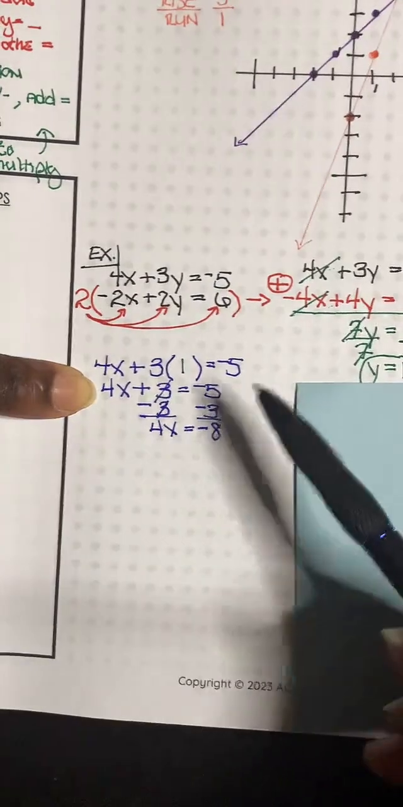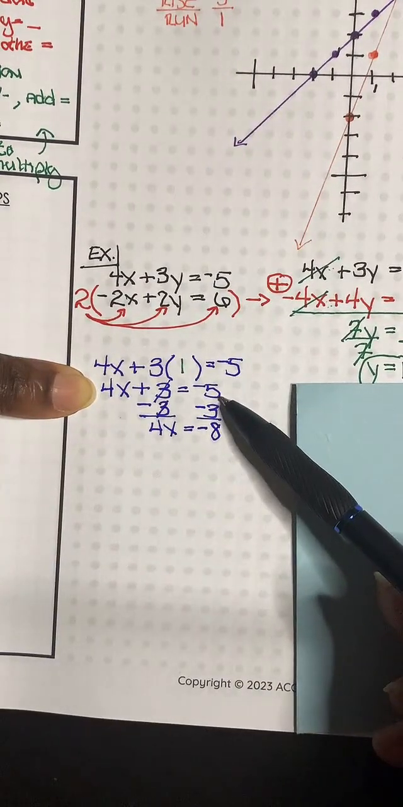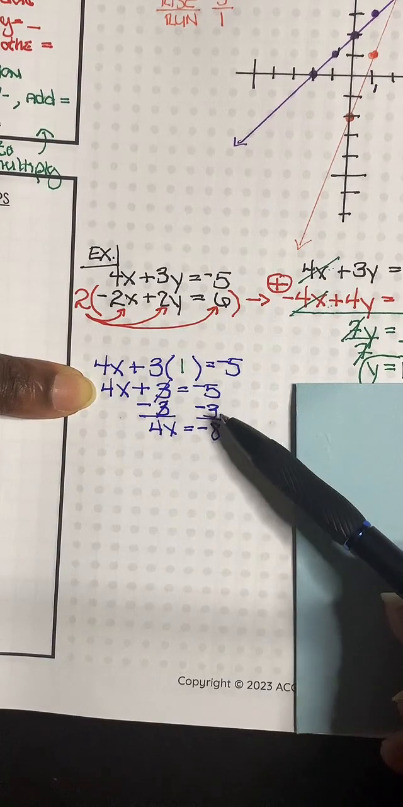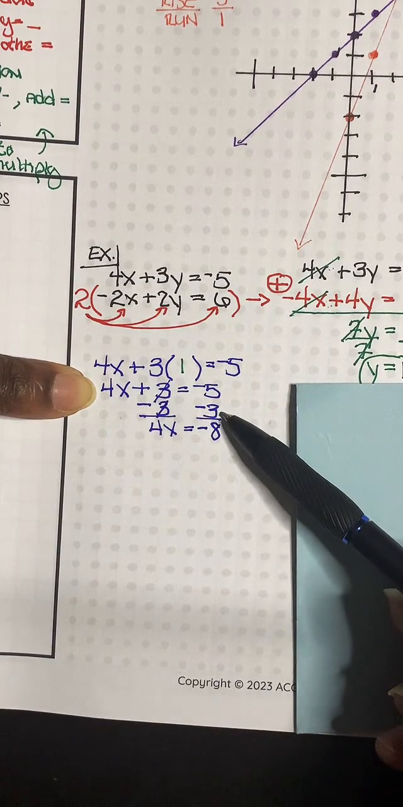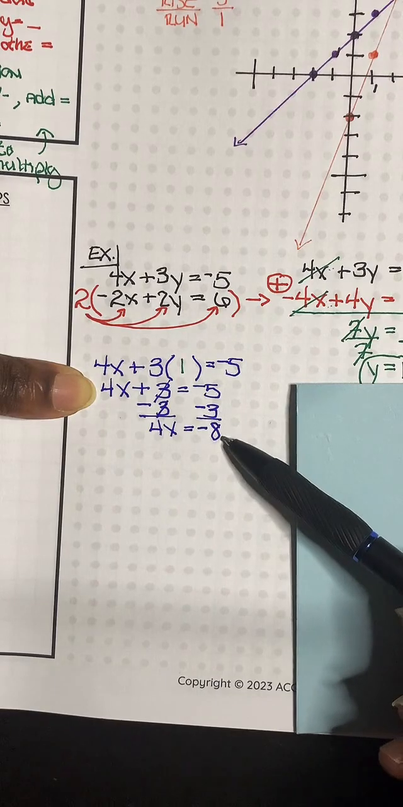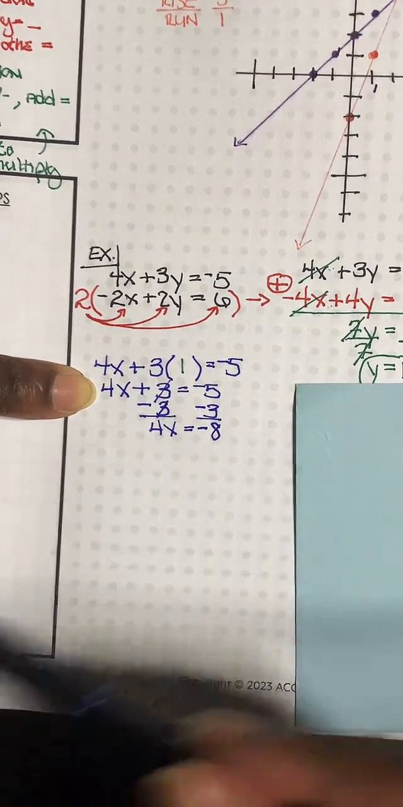Think of it this way. You owe somebody $5. Then you needed another $3. That means you owe them $3 more. So now you owe them $8. Okay?